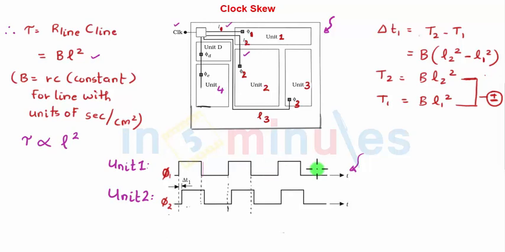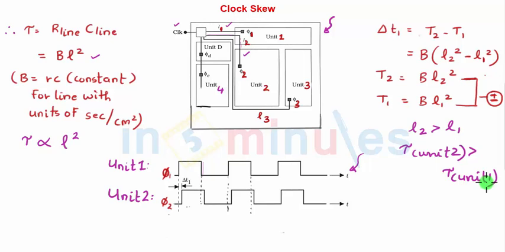Now if you see from the diagram, you can easily make out that L2, see the path, L2 is surely greater than L1. That means the delay of the clock to reach unit 2 would be more than the delay of the clock to reach unit 1. So this difference in the time, or I would make it very simple, this difference in the time at the two receiver points at which the clock is received is nothing but clock skew.